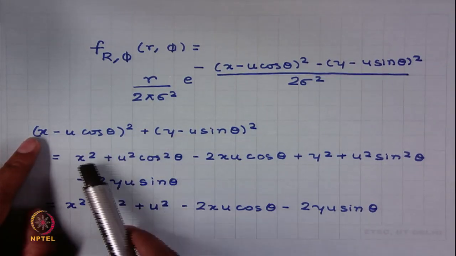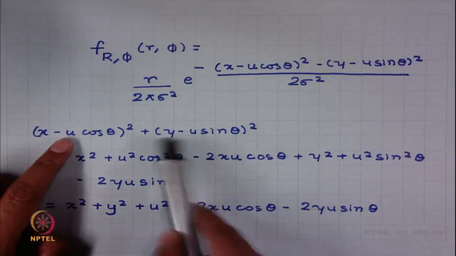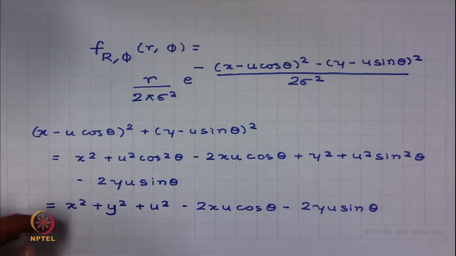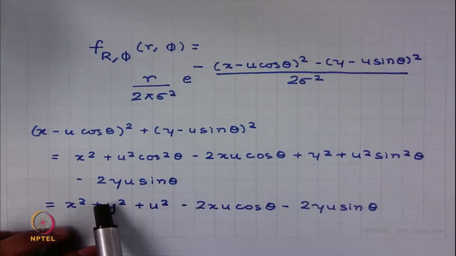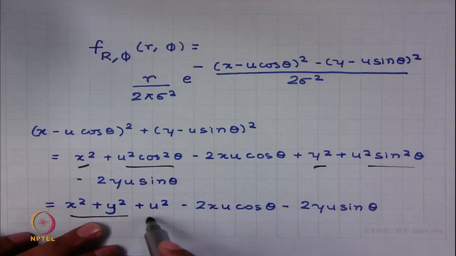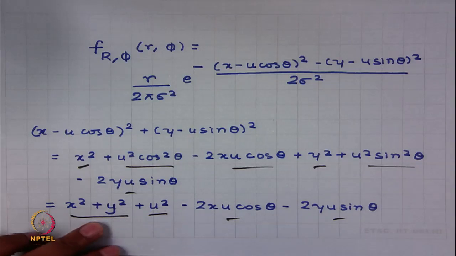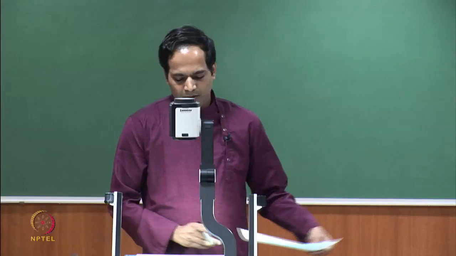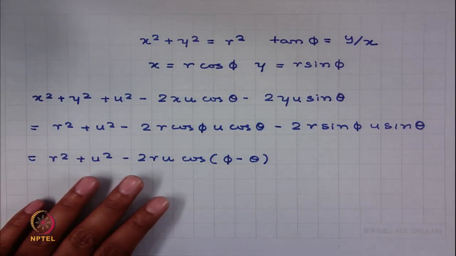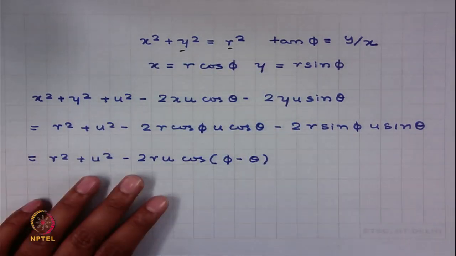So, expanding on this, I get x square plus u square cos square theta minus 2 x u cos theta. Expanding on this, I get y square plus u square sin square theta minus 2 y u sin theta. Then I add these terms, I get x square plus y square. I can combine these two terms into u square, and I get these two terms here. And then I use the fact that x square plus y square is r square and tan phi is y by x. So, these are the numerical values of the random variables.